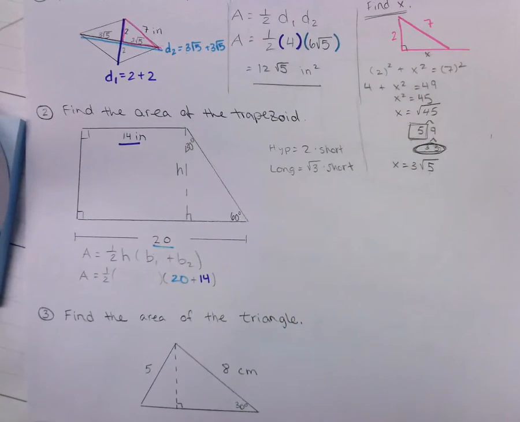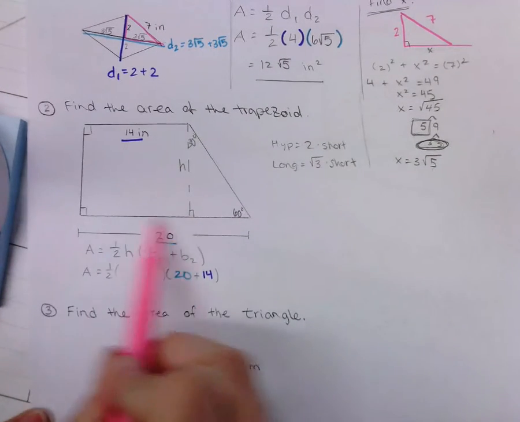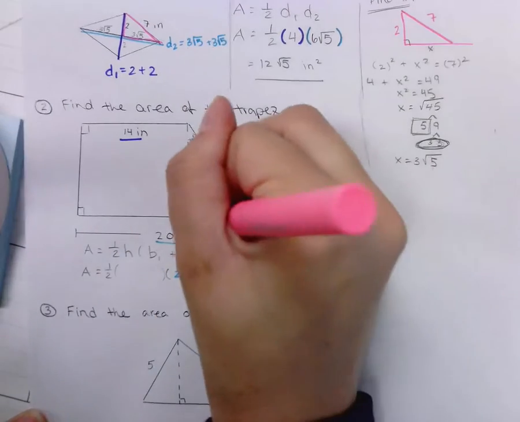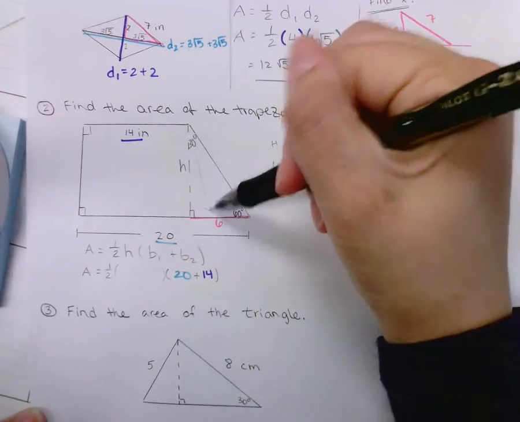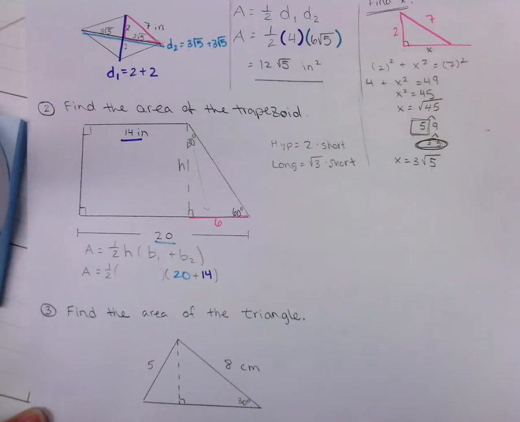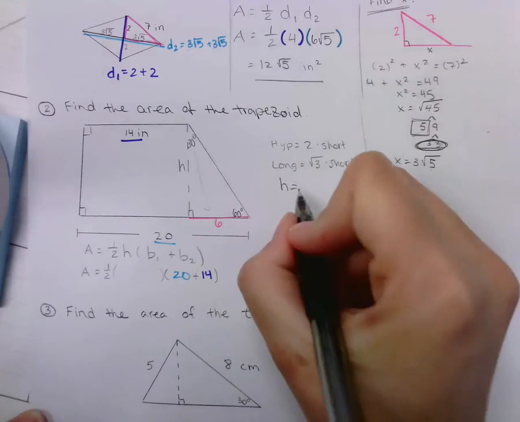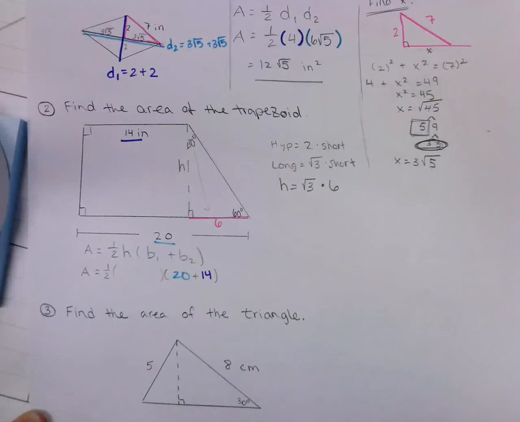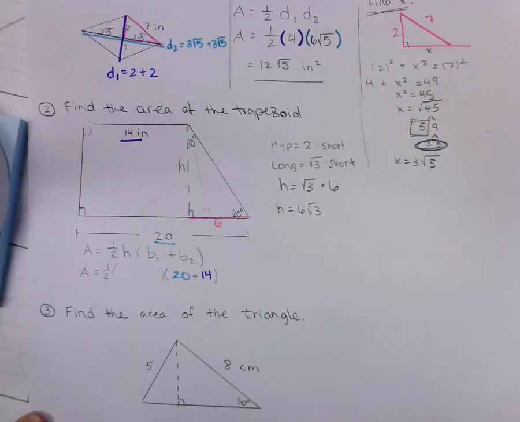Now, what are we given? We're sort of given 6. If this whole piece is 20, and this is 14, then that makes this 6. And 6 is indeed the short leg, because it's across from 30 degrees. So long leg, which is the height, equals √3 times the short leg, which we just discovered was 6. We usually write that as 6√3, not √3 times 6.